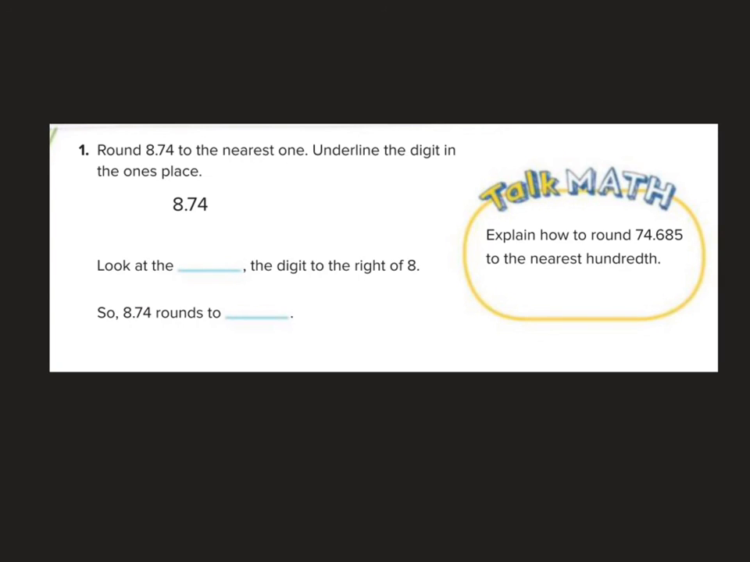All right, let's try another one. Round 8 and 74 hundredths to the nearest 1. Okay, so I'm going to underline the 1, which is 8. I'm going to look at the 7 next to it. 7 is 5 or more, so it's going to round up. I need to add 1 to my underlined digit, so I'm going to round this to 9. So 8 and 74 hundredths rounds to 9.